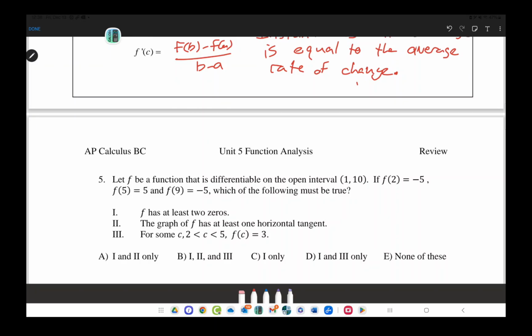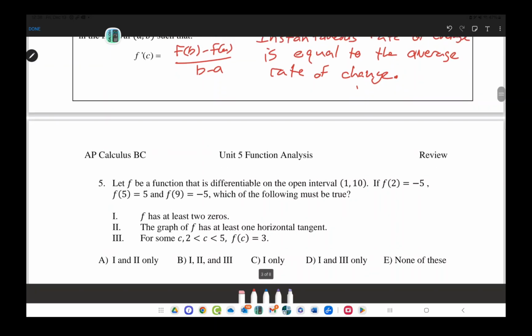Because f of 2 is negative and f of 5 is positive, it has to cross the x-axis somewhere between 2 and 5. And f of 5 is positive and f of 9 is negative, so it has to cross the x-axis again somewhere between 5 and 9. So, true. The graph of f has at least one horizontal tangent. Now, if I'm increasing from 2 to 5 and then decreasing from 5 to 9, it has to have a turning point somewhere. So yes, it has at least one horizontal tangent.